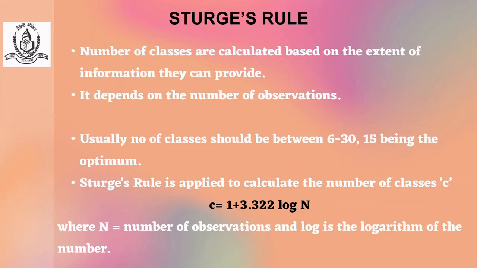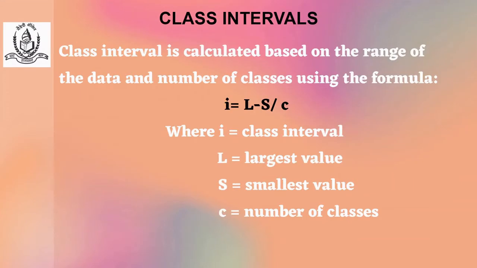Sturge's rule, simply put as an equation, reads C = 1 + 3.322 log n, where C is the number of classes and n is the number of observations. Log is the logarithm of the number n. Class intervals are calculated based on the range of the data. This is calculated using the simple formula I = (L - S) / C, where L is the largest value and S the smallest value.